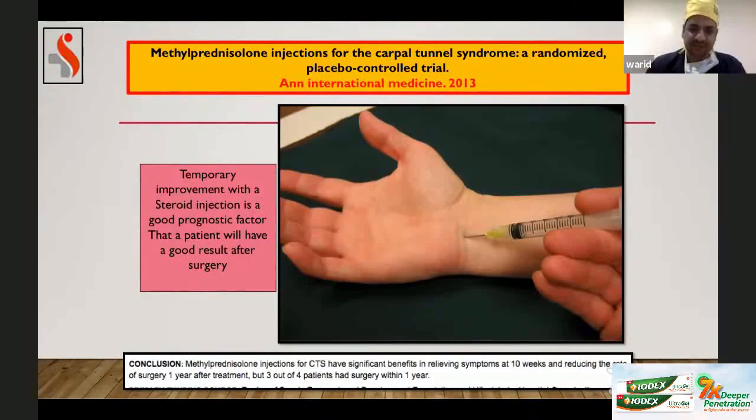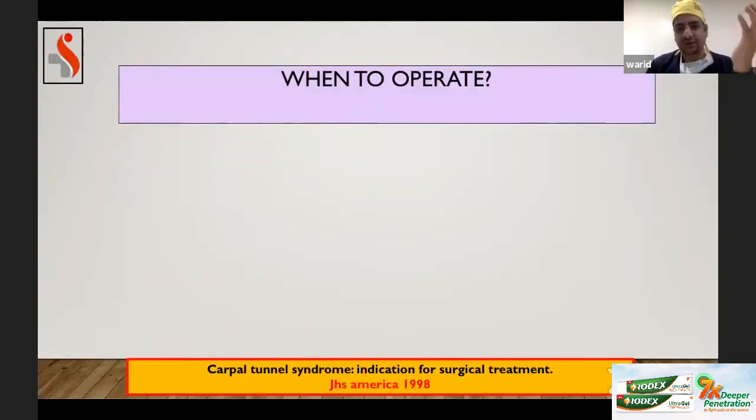So, for example, if we have given a steroid, they have a good result for some period of time and then they recur, they are definitely ideal candidates for surgery. But of course there has to be a gap in between, not immediately giving a steroid and doing a surgery. So the question is when to operate.